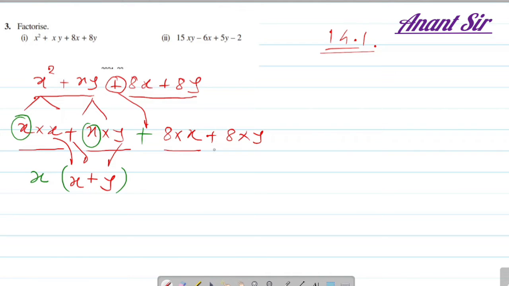Now what about the third and fourth terms? Do we see anything which is same in both the terms? Yes, it is 8. Now a very common mistake which students make: they write 8 here and they forget to write the sign. That is very important. What was the sign of the third term? It was positive, so you have to give this sign here. Don't forget. Now what remains in the bracket is x plus y.